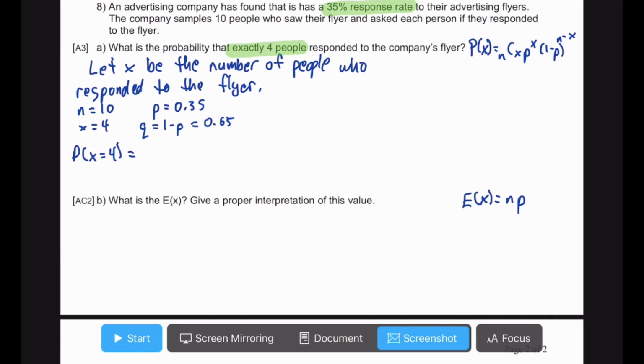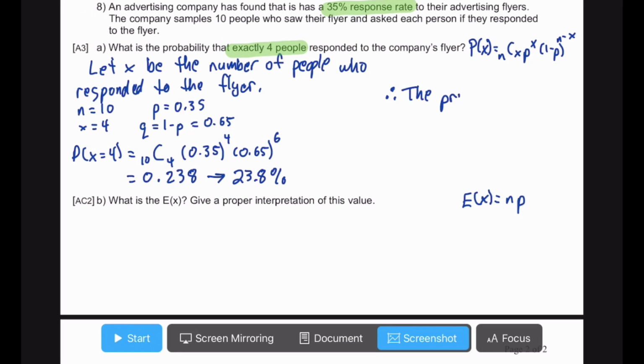Let's plug those numbers into our equation. So the probability that X is equal to 4, or the probability that exactly 4 people responded to the company's flyer, is n, which is 10, choose 4. So how many different ways can we choose arrangements of 4, times the probability of success, 0.35 to the power of 4. So that's our success probability and our number of people who count as a success, times our failure rate, 0.65, to the power of how many people are left. We started with 10, and 10 minus 4 is going to give us 6. Let's do that calculation right away and let's see what we get. And when we do that calculation, we get an answer of 0.2376, so we'll round to 0.238, or in other words, 23.8%.